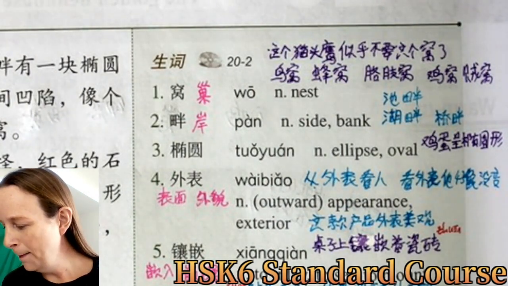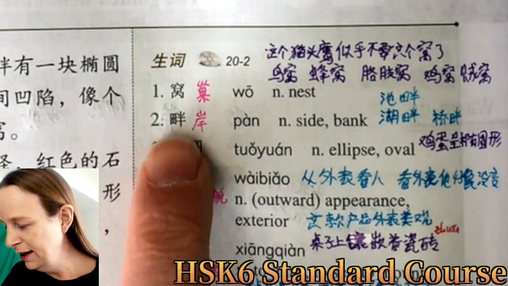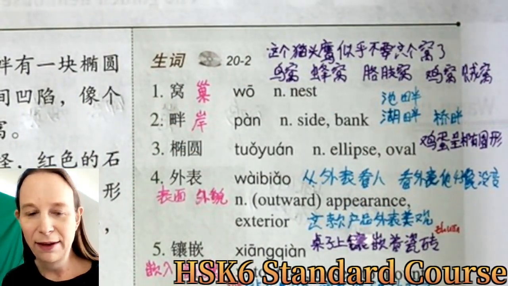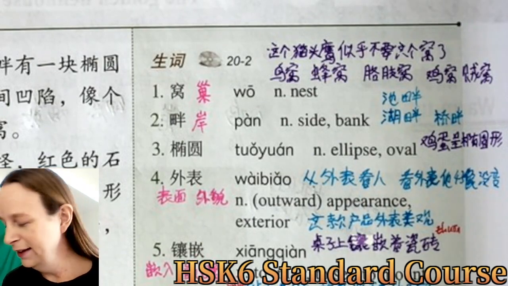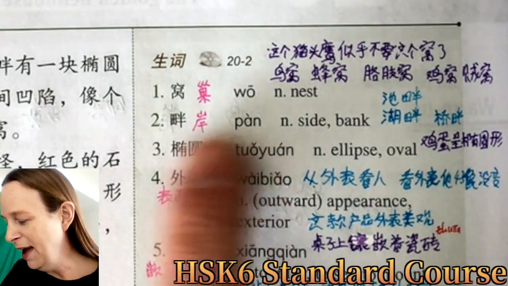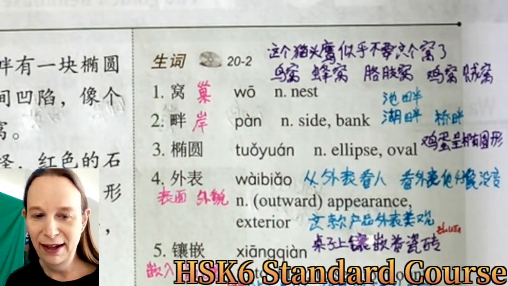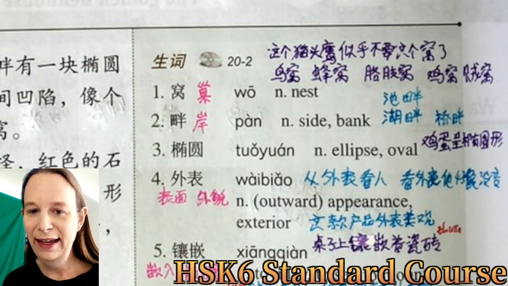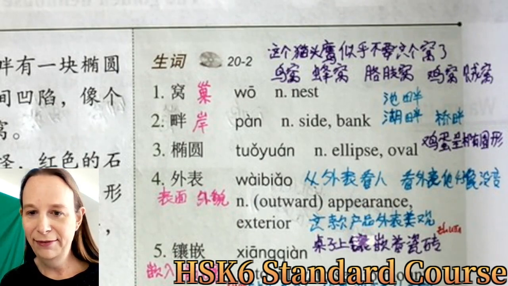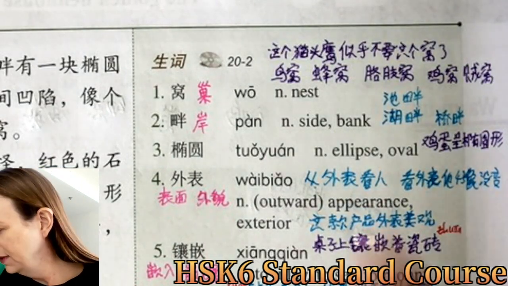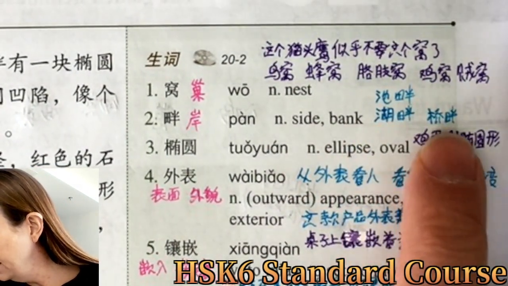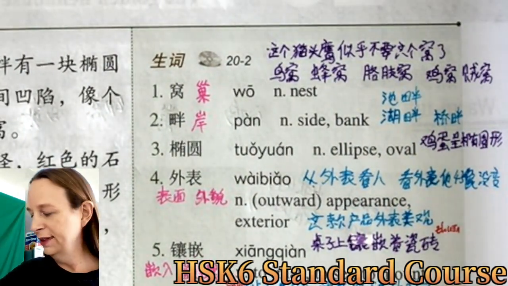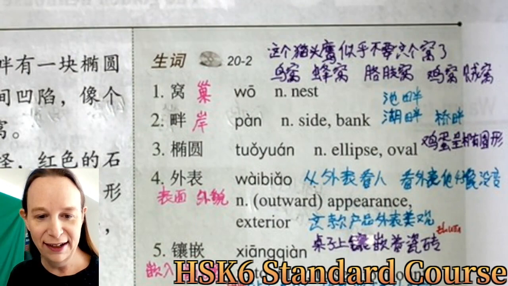Okay, next is pan. This is pan, this is an. Yeah, what's the difference? I don't know. So it's bank. Both of these are bank in the side of a river, the side of a lake. Yeah, so what's the difference? 池畔, 湖畔, 桥畔. I don't know, 桥畔.